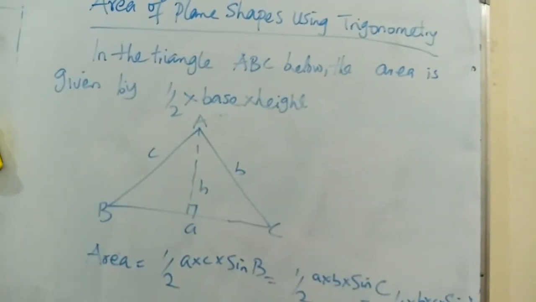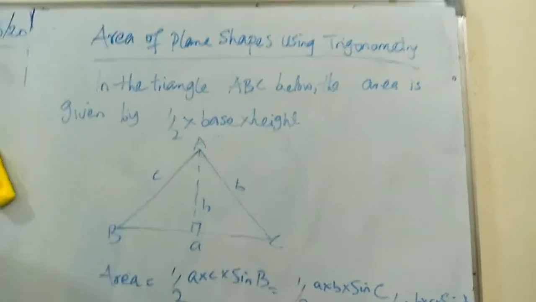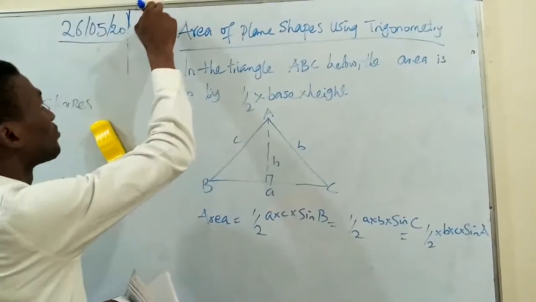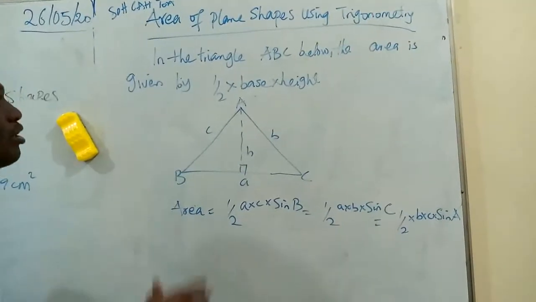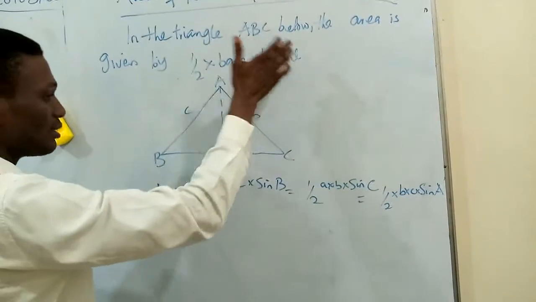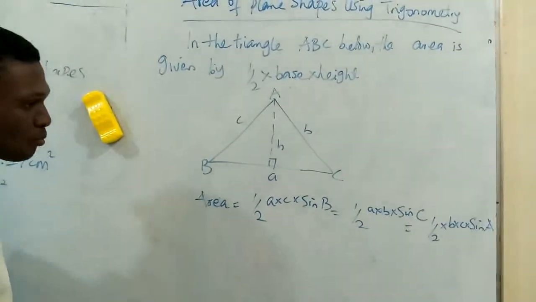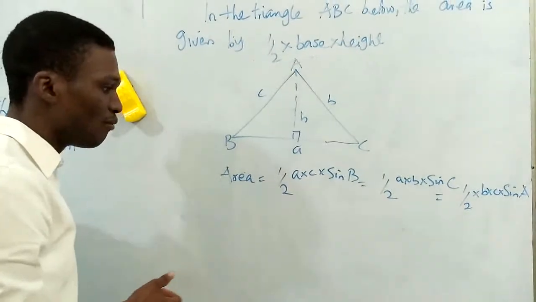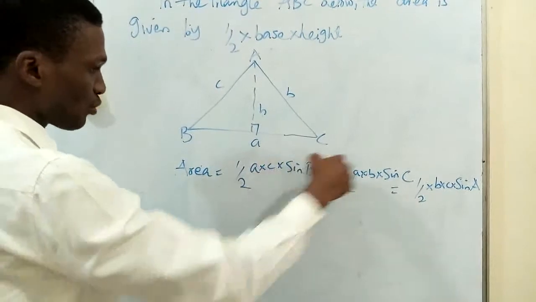We look at how to find the area of a plane shape using trigonometry. Remember, in our last class we talked about sines and cosines of an acute angle where we dealt with our SOHCAHTOA principle. Now, we have a triangle on the board, and I gave us the formula for calculating the area of the triangle to be half times base times height. Now, in some cases, we also use another formula for calculating the area of a triangle: half times A times C times sin B.